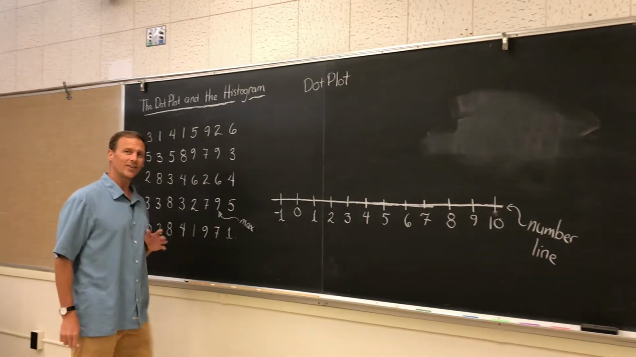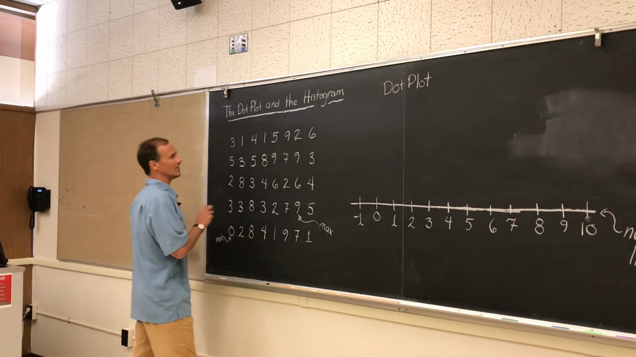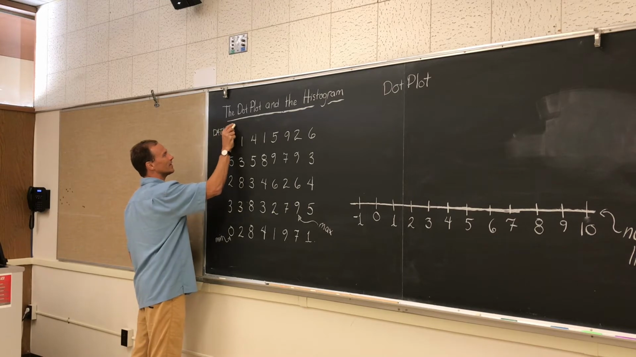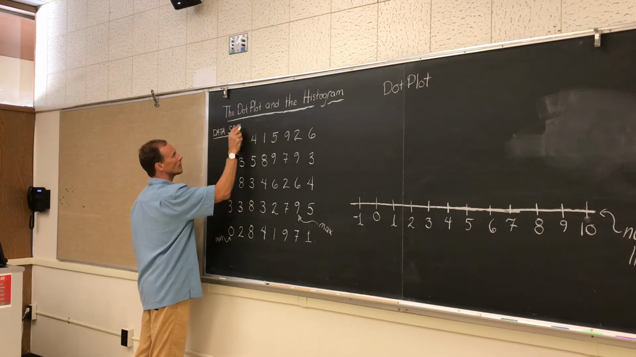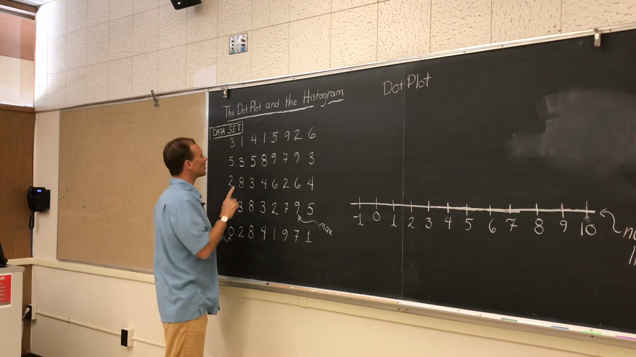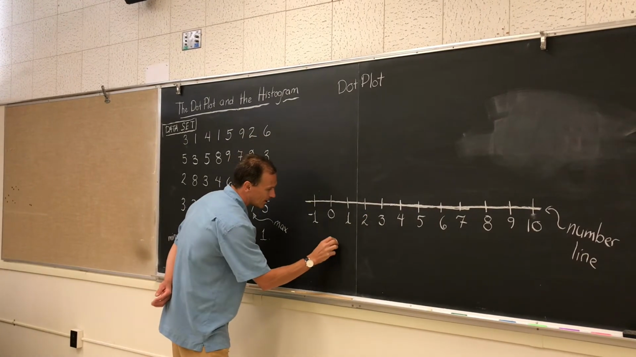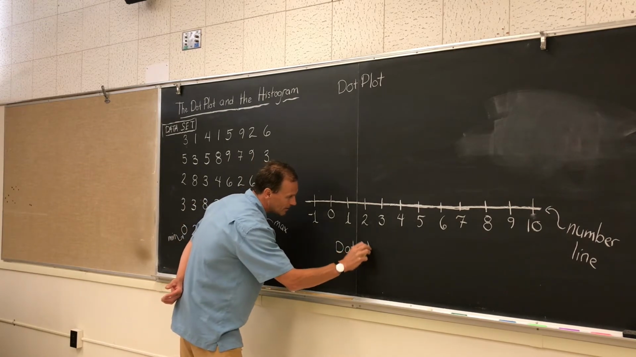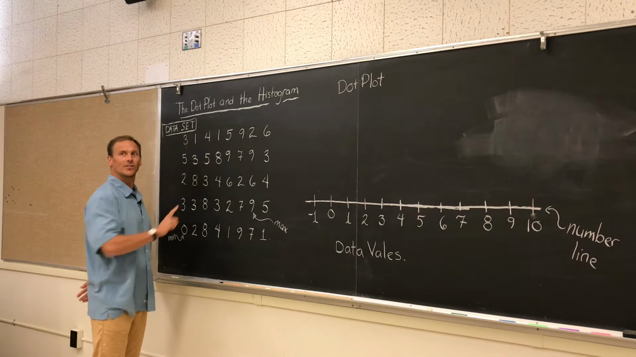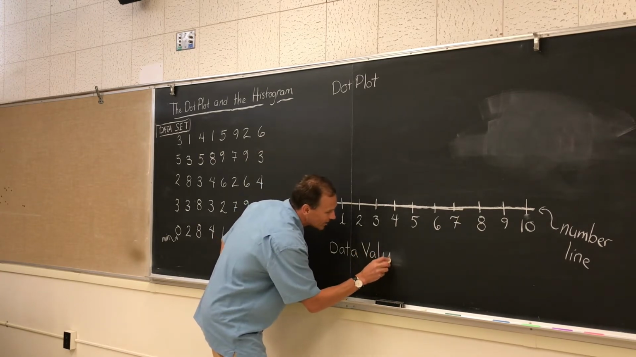Now, here's how we make a dot plot. For each data value, this is our data set. We'll call it data set. For each data value, we're going to place a dot over the number line. So these aren't just numbers anymore. These numbers here represent the data. These are our data values. You should always label your numbers. Before we go on, let's make sure we spell values correctly.